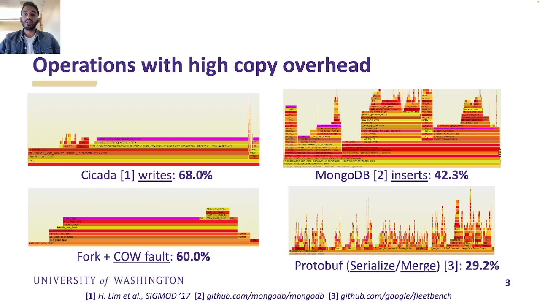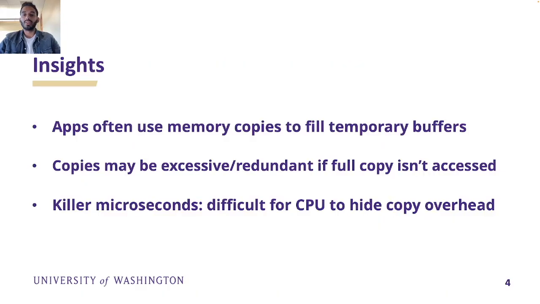We ourselves conducted a study on several operations across different application domains that exhibited a high copy overhead. We plotted flame graphs showing the amount of time spent in various functions of these operations, including memory copy times. The top two graphs depict writes and insertions for an OLTP and NoSQL database respectively, while the bottom left graph shows operating system copy on write faults, and the bottom right graph shows common protobuf operations. The bars highlighted in purple show the time spent copying, which can be up to 68% for these operations.